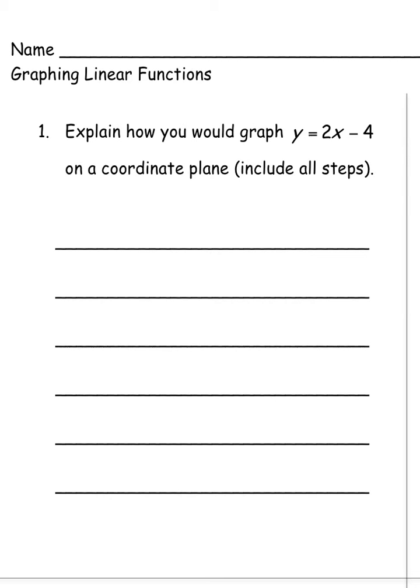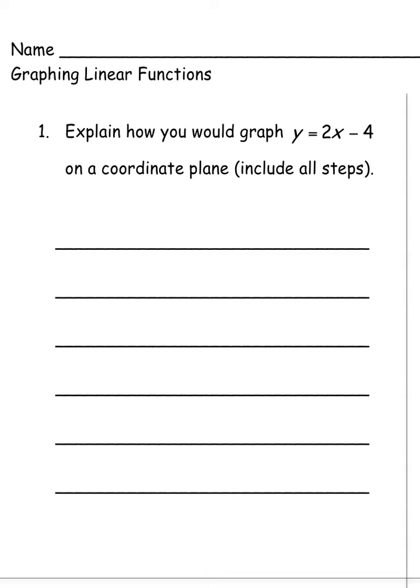Today we're going to take a look at the homework answers from day 2 of lesson 2B-2. Let's get it. All right, so the first one says, explain how you would graph y equals 2x minus 4 on a coordinate plane. Include all steps.